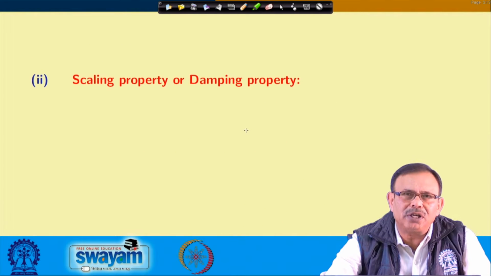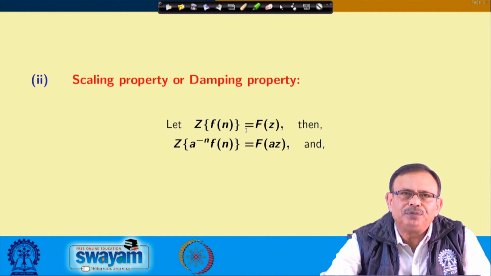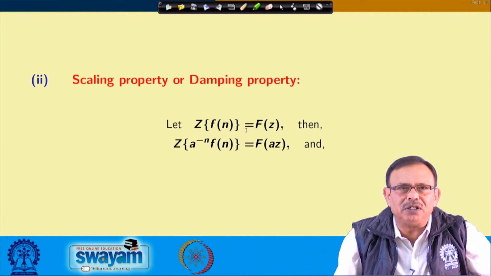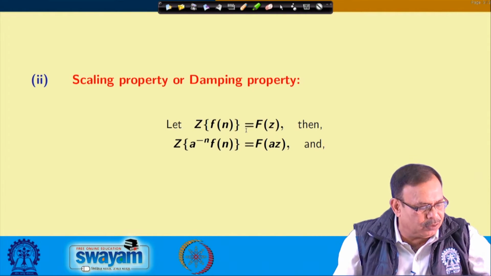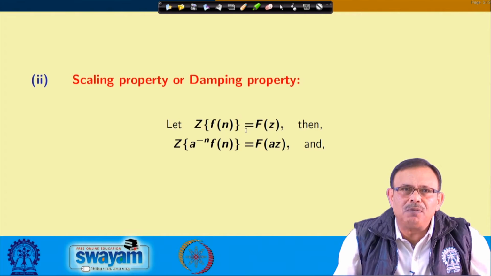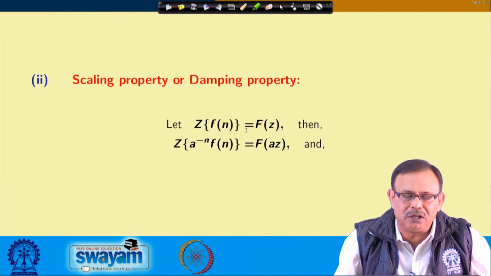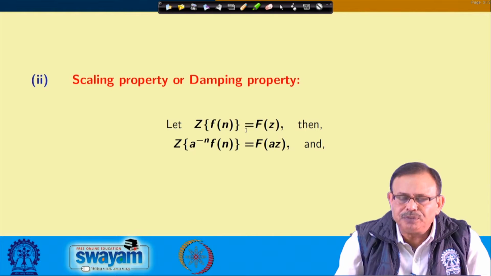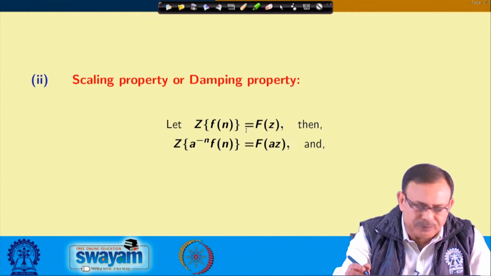The next property is the scaling property or damping property. Let the Z transform of f n be equal to F of z. In that case, Z transform of a to the power minus n f n is equal to F of a z.